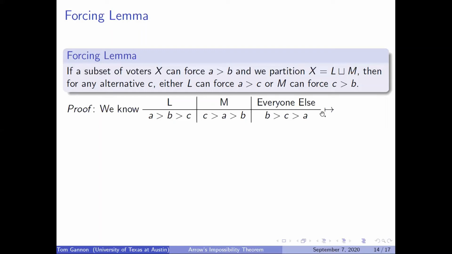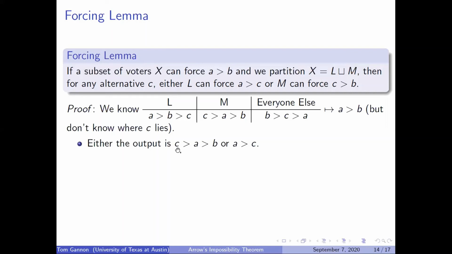There's an answer in the chat. The answer is absolutely correct. We can force A over B by assumption, since the subset L union M can force A over B, but we don't know where C lies yet. So let's break it up into two cases. In this ballot, either C is greater than A or A is greater than C, because again, we argue that there are no ties in such a voting system. So I broke it up into two cases. Let's check each case individually.